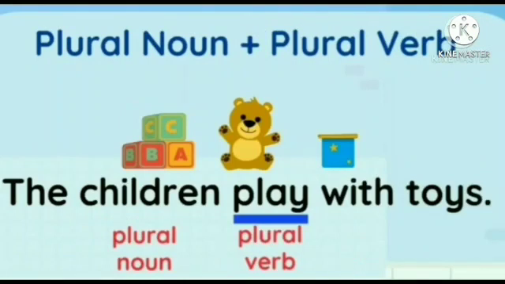Next sentence, the children play with toys. Here, the children is the plural noun and play is the plural verb. There is no S at the end of the verb. So here also the subject and the verb agree with each other.